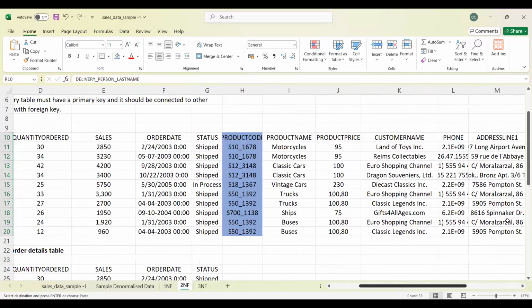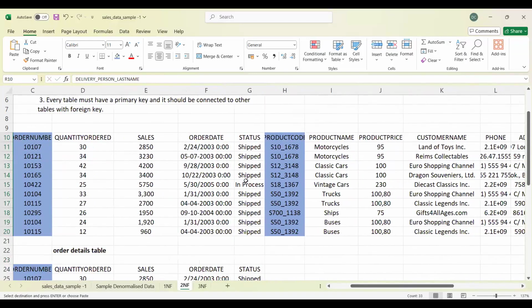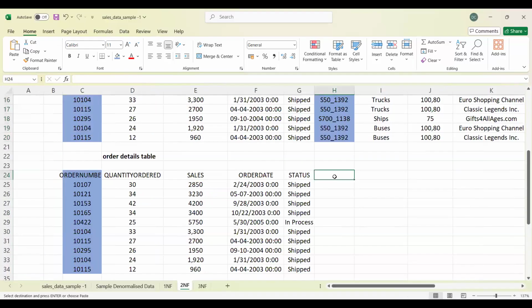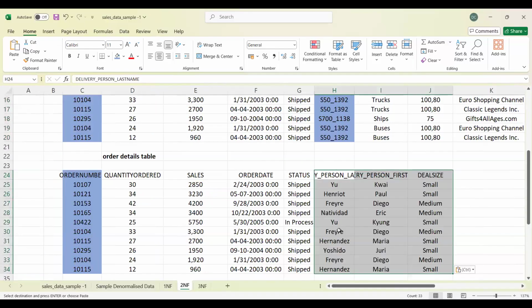It is not fully dependent. It is partially depending on the order number. It is not depending on the product code. Okay. So that's the reason I'm splitting that also. But again, that data also belongs to order details table only. Okay. This delivery person last name belongs to this order number only. Delivery person first name belongs to order number. Deal size, I mean, about this order, whether this delivery is small order, whether that is big order, like that. Okay. So basically these 3 columns also belongs to order details table only.